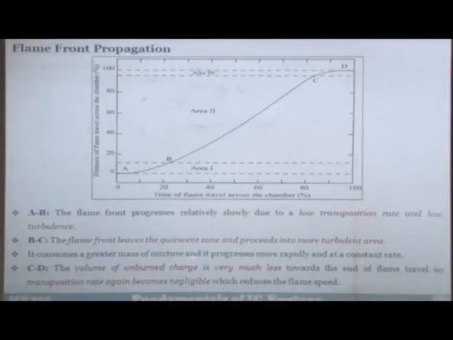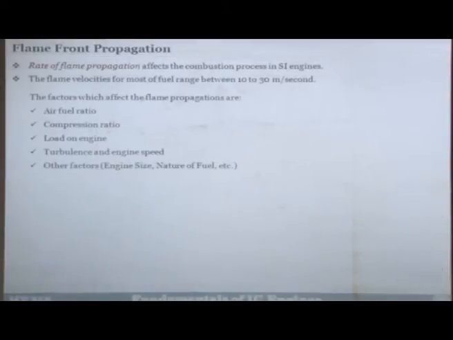It consumes a greater mass of the mixture and progresses more rapidly and at a constant rate. So, you can see here, and then again in the part C to D, the volume of the unburnt charge is very small towards the end of the flame travel. So, the transposition rate again becomes negligible, which reduces the flame speed.